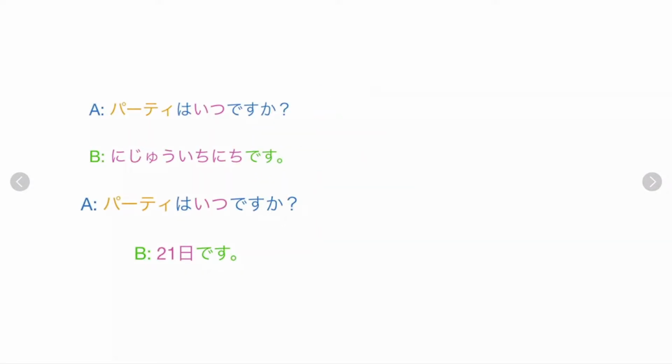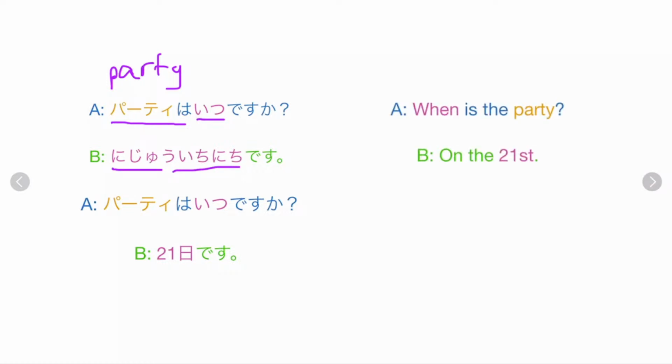So, here's an example sentence. Party wa, this is katakana again, so I don't expect you to be able to read it. Party wa itsu desu ka? When is the party? Right? This is just the English word party. 21日です. It's on the 21st. パーティーはいつですか? 21日です.